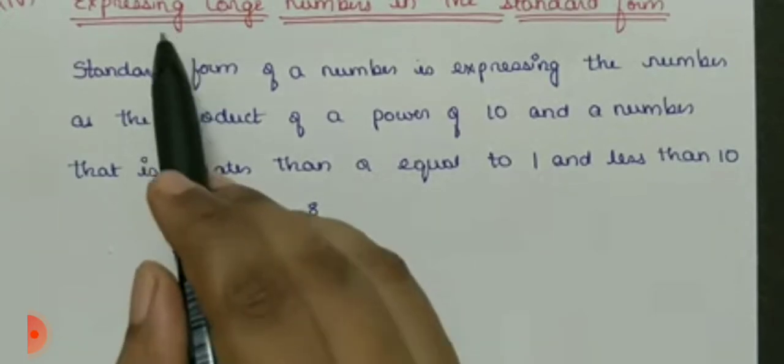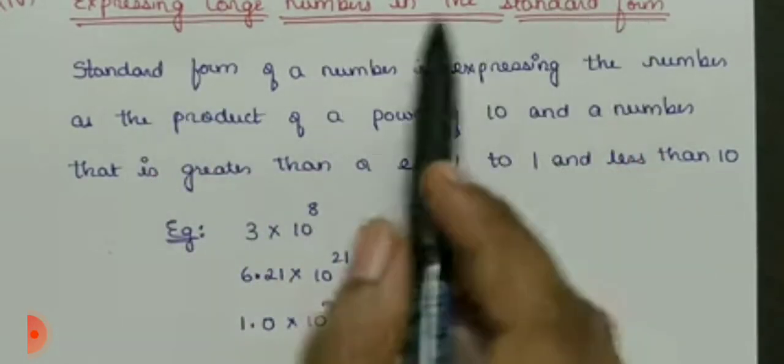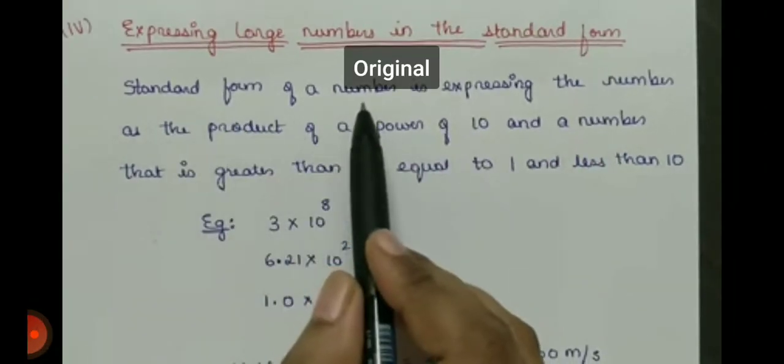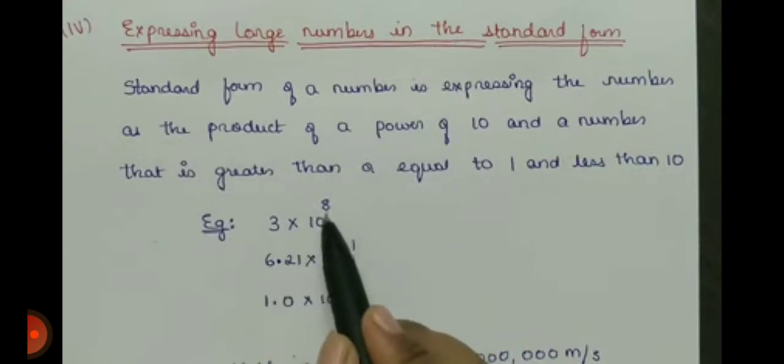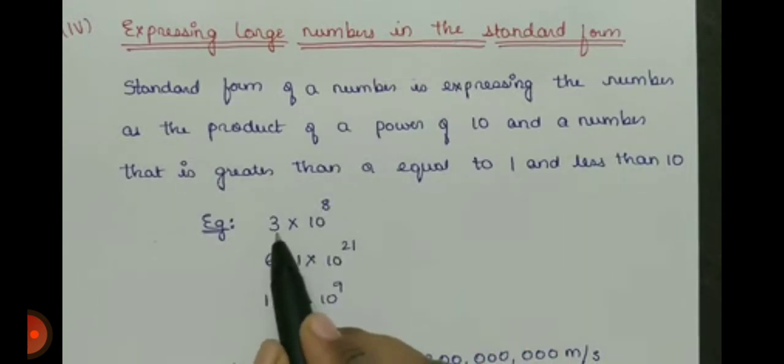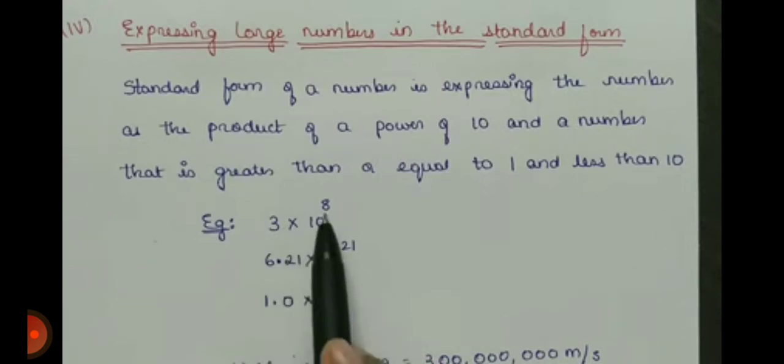Next topic, expressing large numbers in the standard form. Standard form of a number is expressing it as a product of power of 10 and a number that is greater or equal to 1 and less than 10. Example, 3 into 10 to the power of 8, 6.21 into 10 to the power of 21.